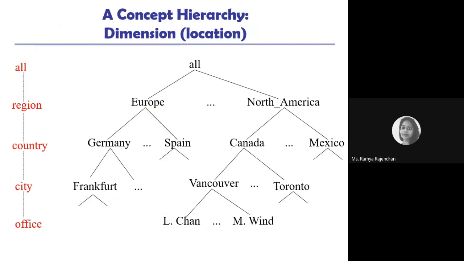So how does the concept hierarchy look? A small example for that. We have all the information at the top. Then we have the regions, Europe and North America, and then the countries behind that: Germany and Spain, part of Europe; Canada and Mexico, part of North America; and cities of these countries: Frankfurt from Germany, Vancouver and Toronto from Canada; and the offices, I mean the street address for all these offices.